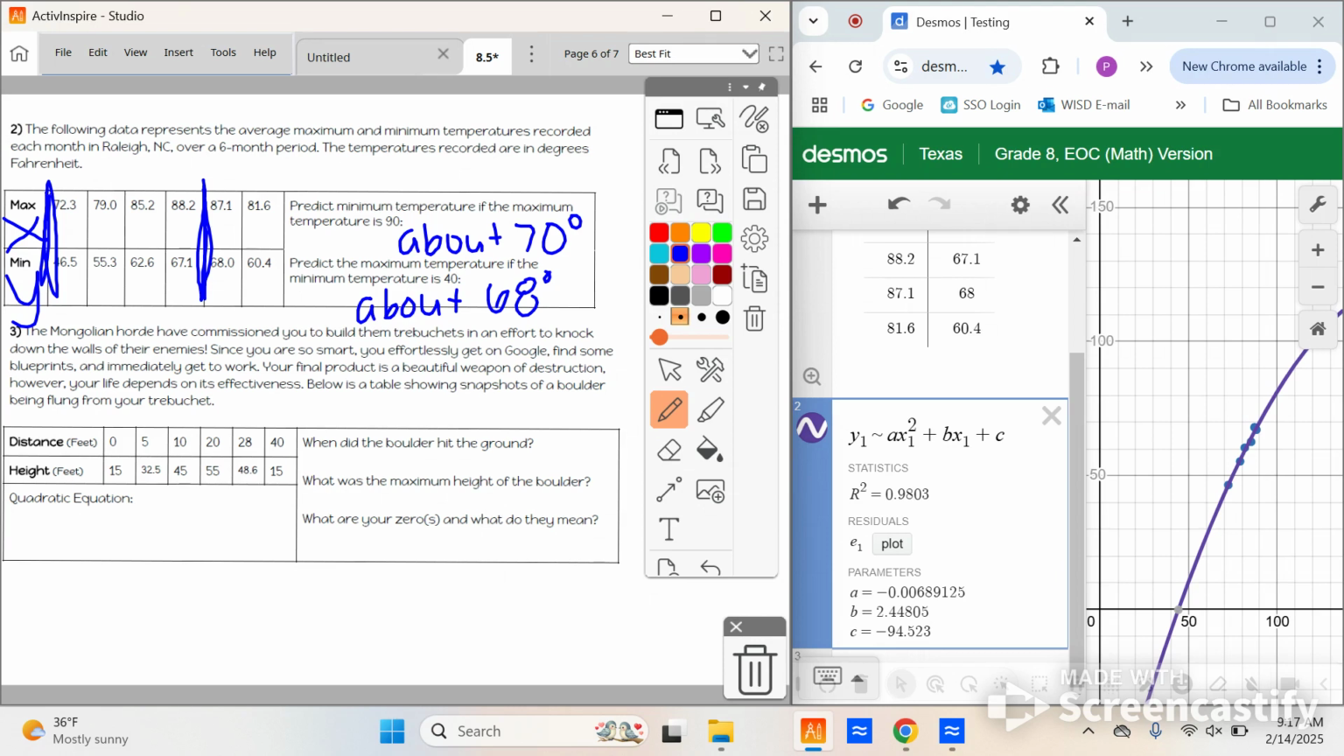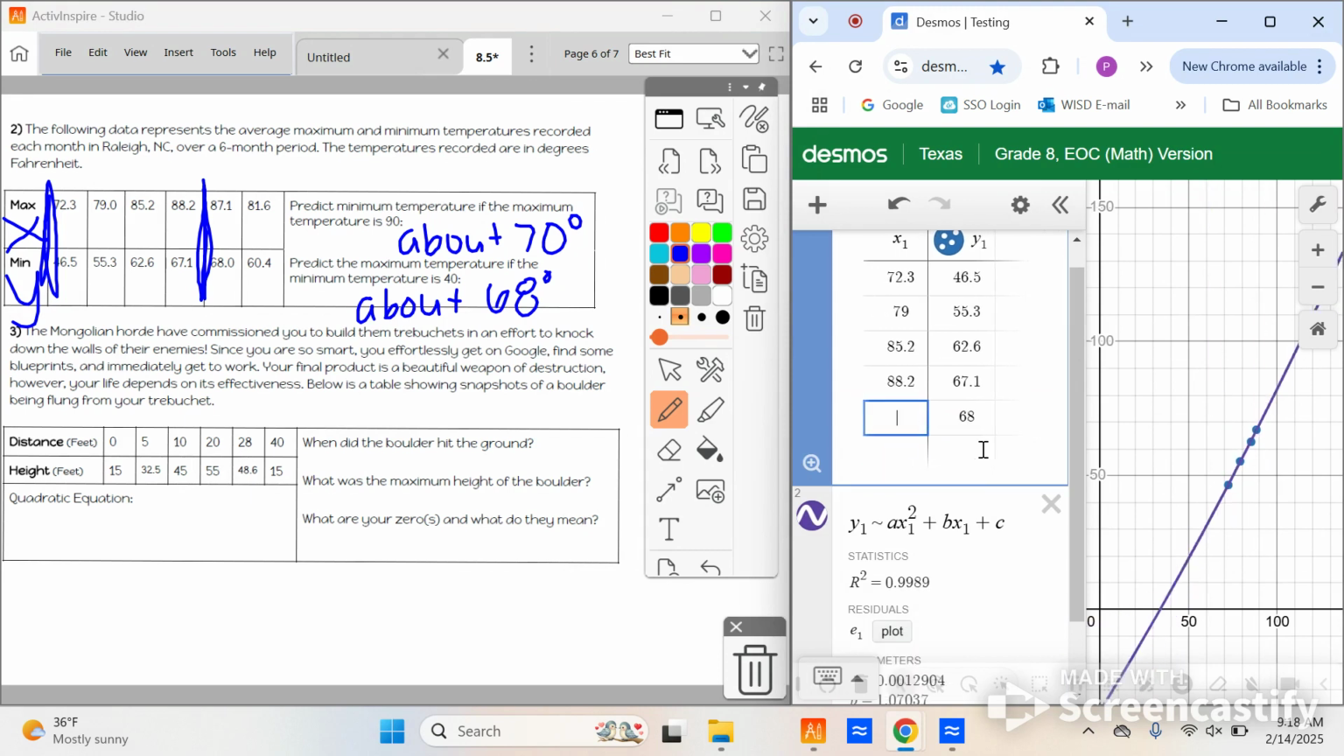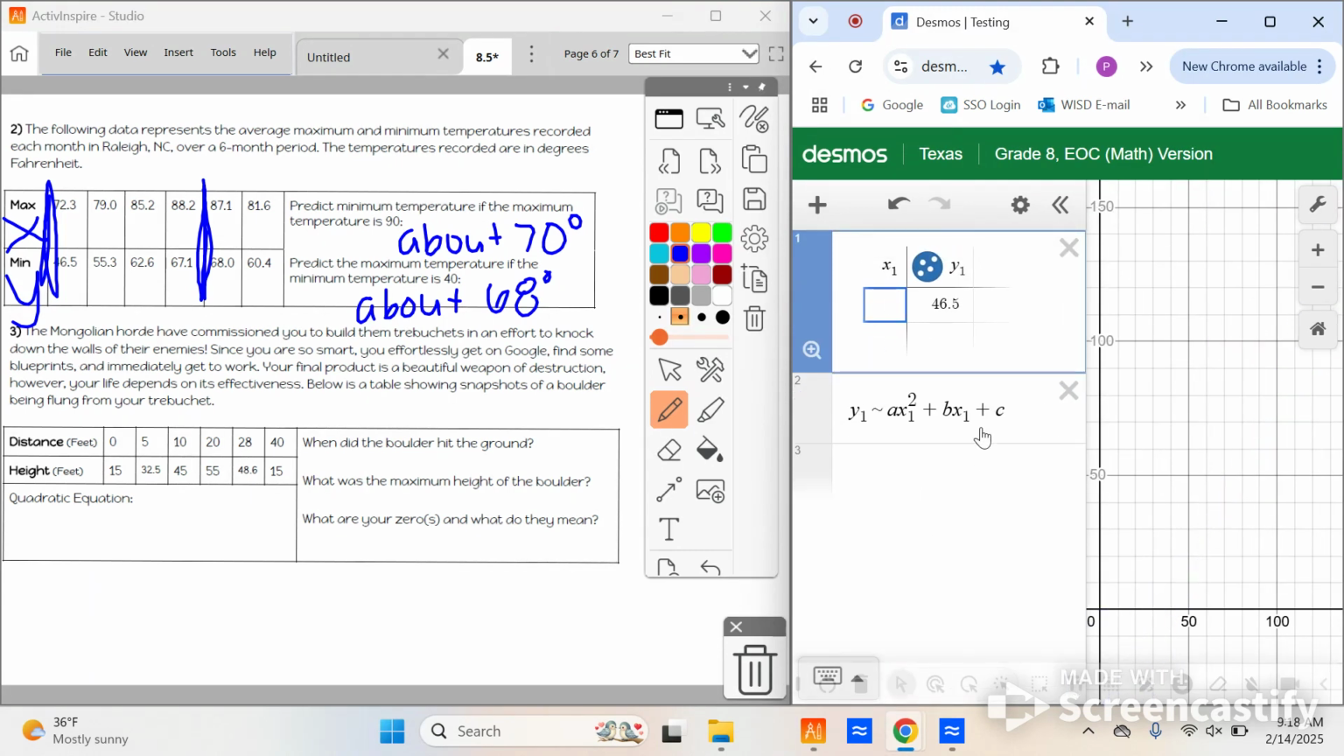All right, last one. The Mongolian horde have commissioned you to build some trebuchets in an effort to knock down the walls of their enemies. Since you're so smart and you effortlessly get on Google and you find some blueprints and immediately get to work, your final product is a beautiful weapon of destruction. However, your life depends on its effectiveness. Below is the table showing snapshots of a boulder being flung from your trebuchet. So we're building this boulder launcher and we're going to make sure that it works. So we've got to figure out if this is accurate.